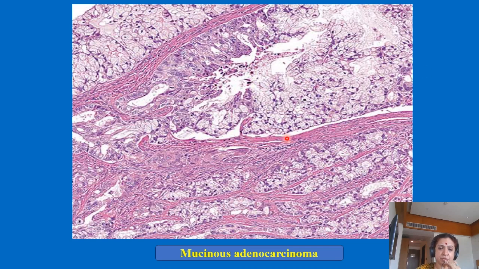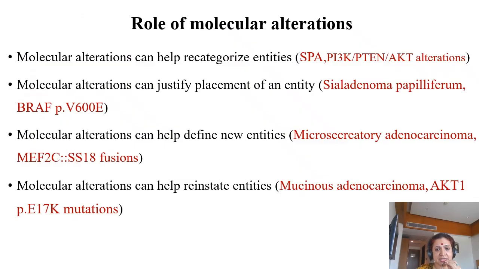And mucinous adenocarcinoma. So now you have a primary mucinous adenocarcinoma of the salivary gland, with a characteristic molecular alteration. And this is helpful because otherwise you would have to rule out a lot of cases of metastasis. You may have to give consideration of metastasis of a mucinous carcinoma from elsewhere to the salivary gland. But with this entity, you have a characteristic molecular alteration, and if you pick that up, you can be sure that it is a primary mucinous adenocarcinoma of the salivary gland.